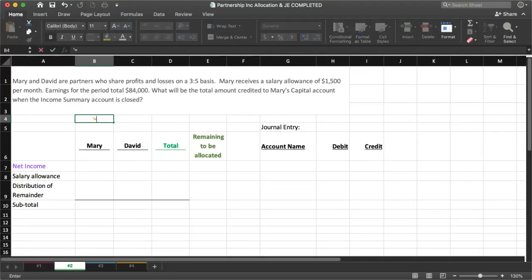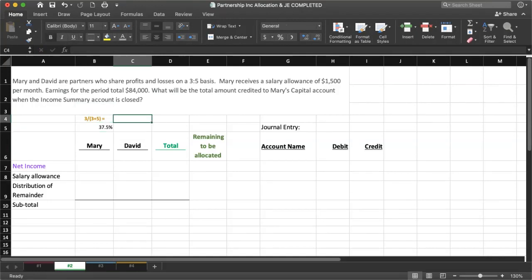All right, so I'm going to give you the formula. So we know that Mary is 3, David is 5, and the total is 8. So we're going to say here 3 divided by 3 plus 5. Okay, this is going to be equal to the percentage. So this is 3 divided by 3 plus 5, and that gives us 37.5%.